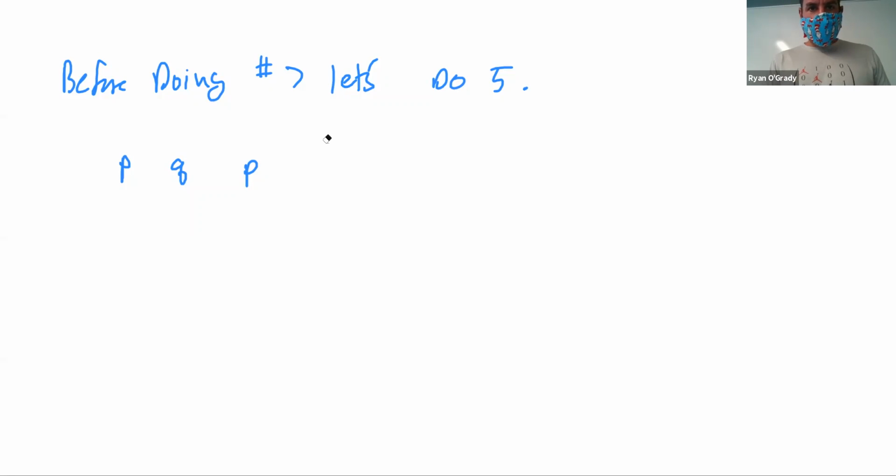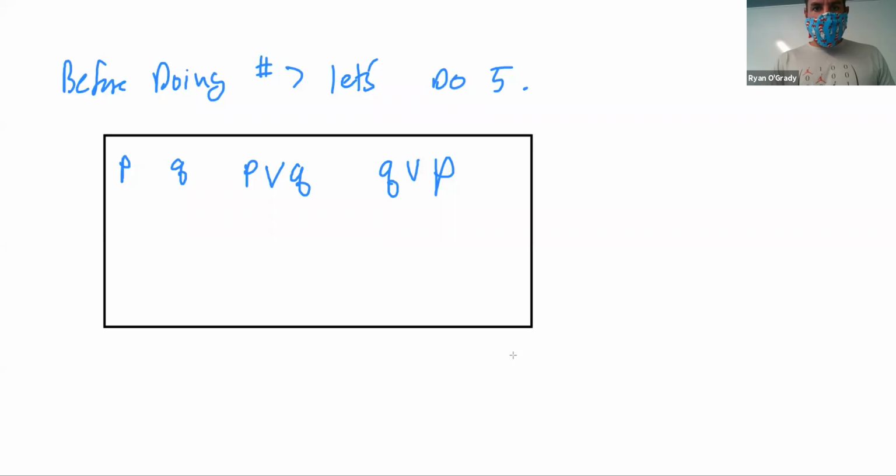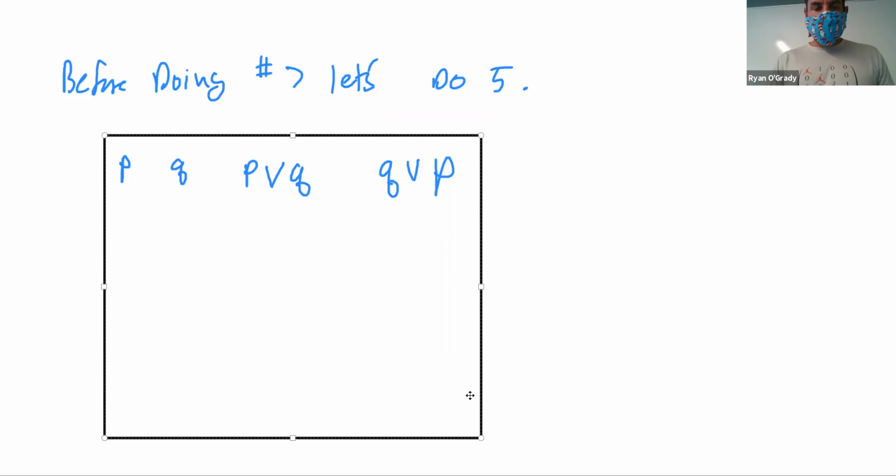Here's probably a better way of doing it. So let's look at all the things we want to study. We have P and Q, and then we want to look at P or Q. We'll just do number 5. What the heck? You can do the other one for fun. And then we want to look at Q or P. So there's 4 things we want to look at. So let me put a box around this, because my job is to show that the columns over here are in fact the same.